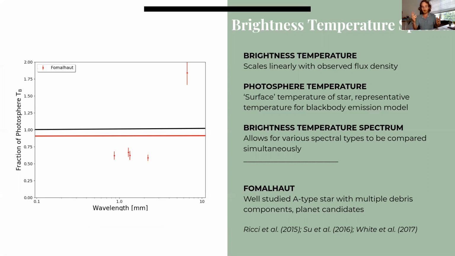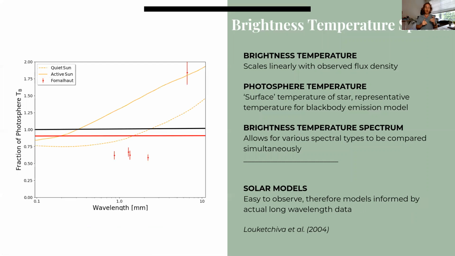The sun. We have lots of observations of the sun. Let's see how that looks. Okay, maybe it's a little bit better, but it's still not the same. But the sun's a G-type star, Fomalhaut's an A-type star. So let's look at an A-type star if we want to compare it to another A-type star.